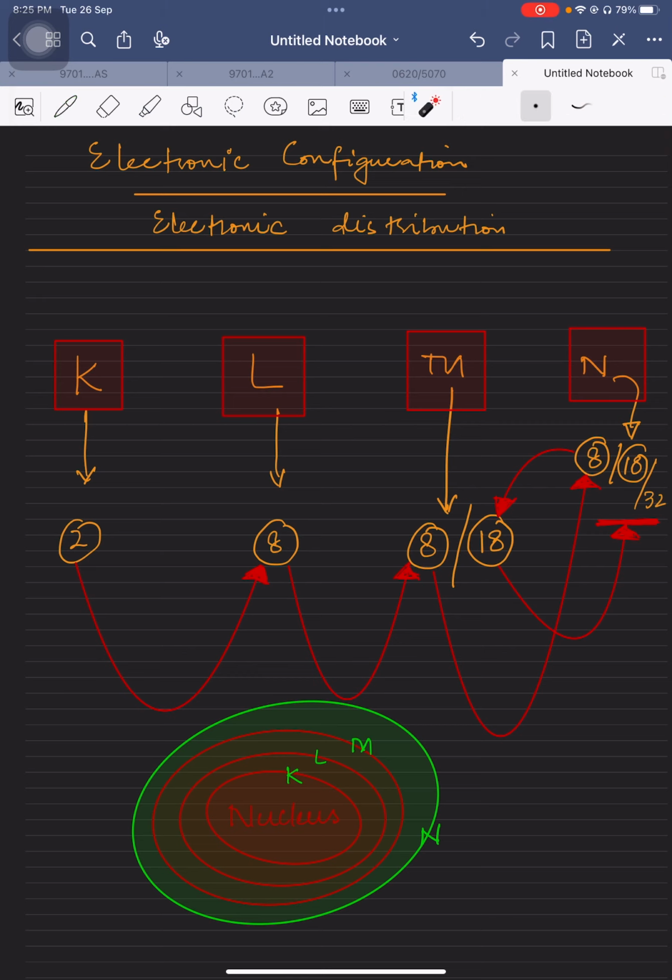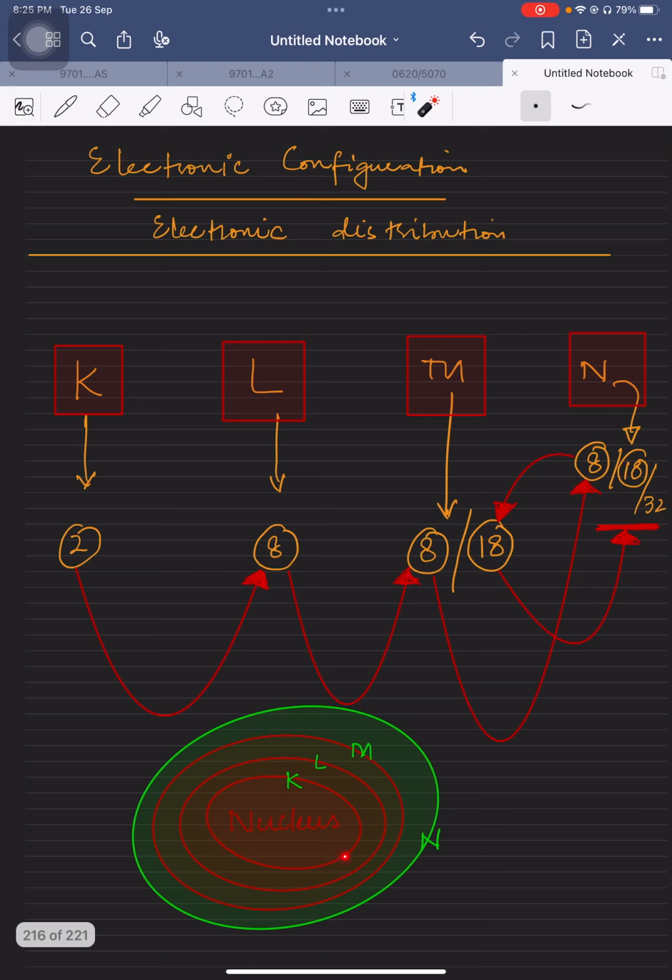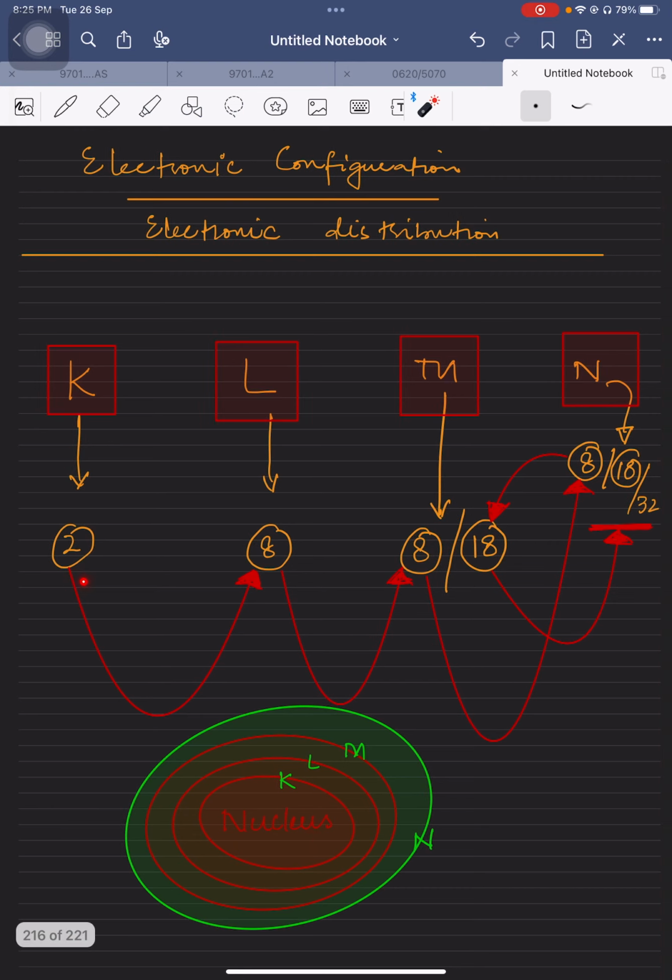So right now, this K shell is the first shell. First shell means this is just around the nucleus. It can accommodate how many electrons? Two electrons. So we can say that the K shell is full, or completely filled, if it is accommodating two electrons. But if there is one electron in the K shell, it means that the K shell is half filled.